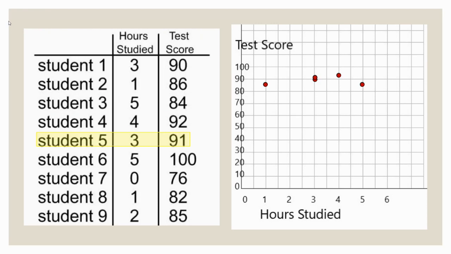Student 5 studied for 3 hours and got a 91. Student 6 studied for 5 hours and got a 100. Student 7 studied for 0 hours and got a 76. Student 8 studied for 1 hour and got an 82. Student 9 studied for 2 hours and got an 85.